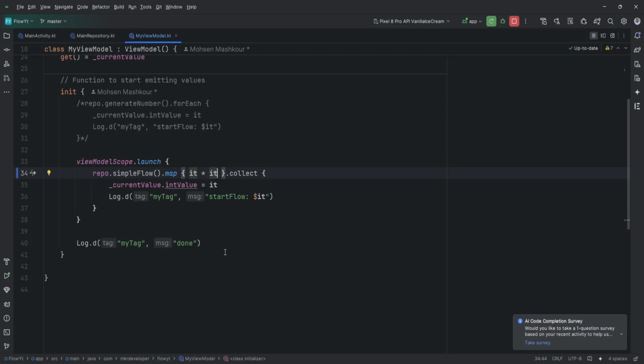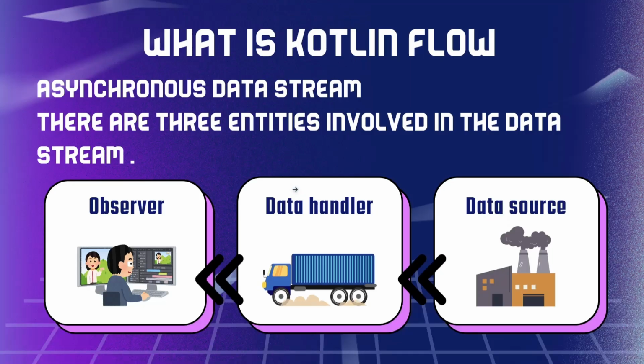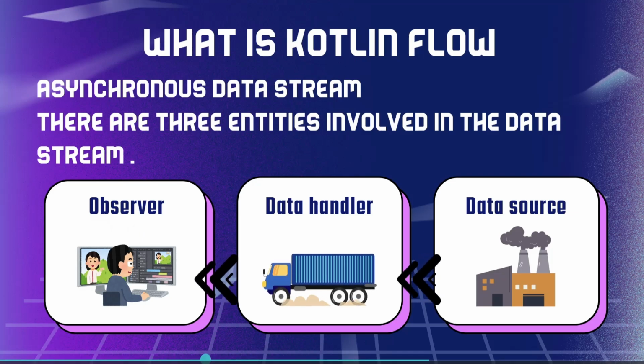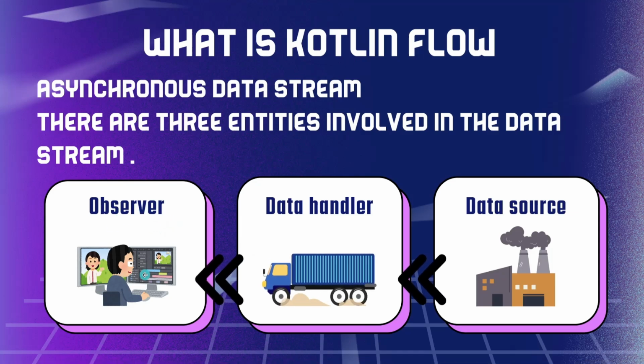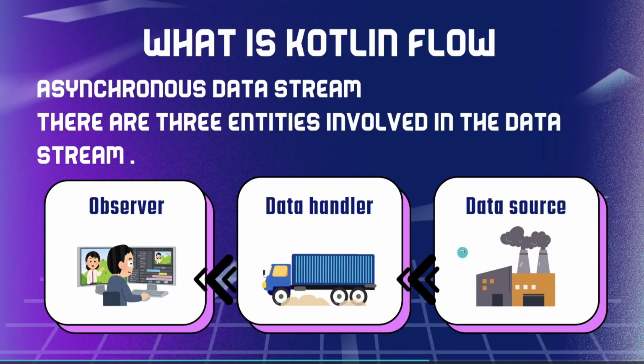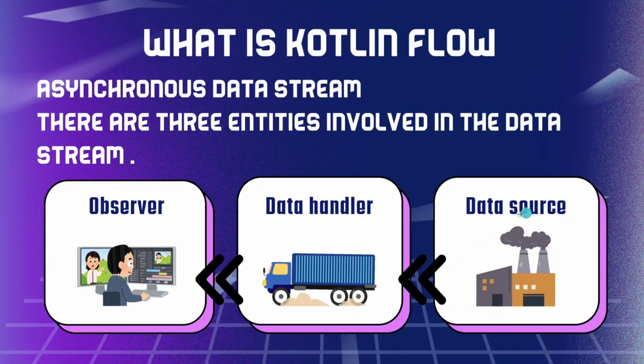Now let's go back to our slides. Okay, the last entity that we have in the data stream is the observer that can be the view in the MVVM pattern, and displays the data in the UI and interacts with the user directly. As the arrow shows, the stream of data always starts from the data source, comes to the data handler, and goes to the observer. Why? Because the flow is following the reactive approach and observer pattern.